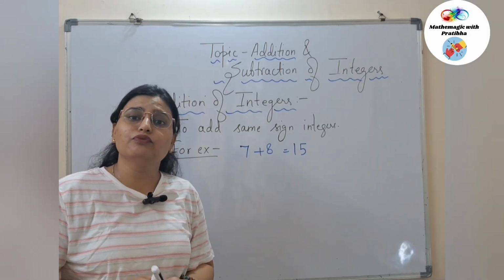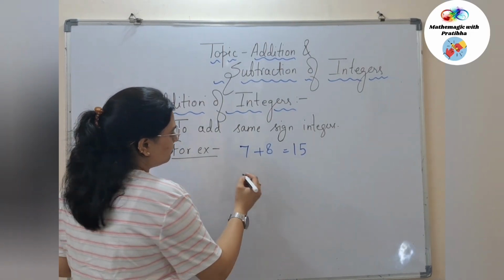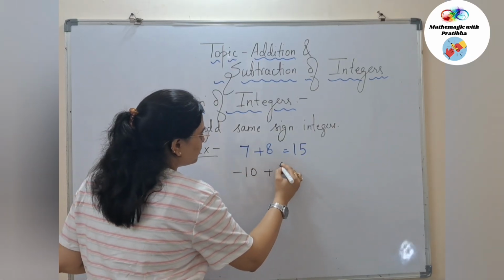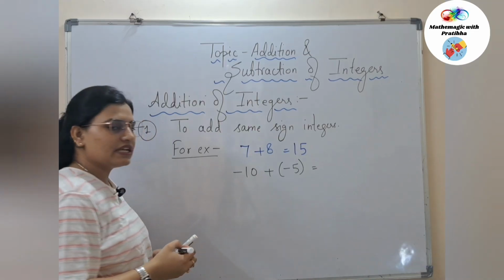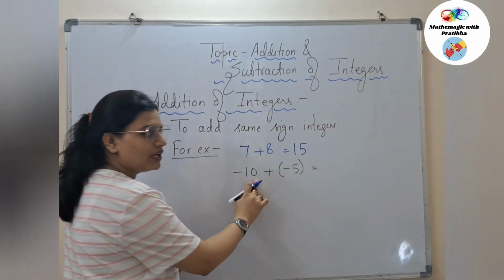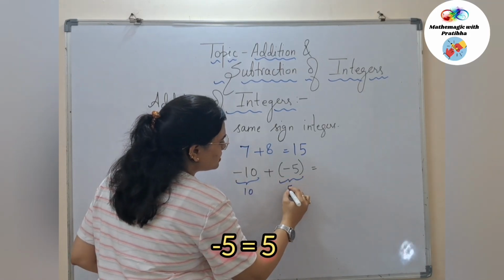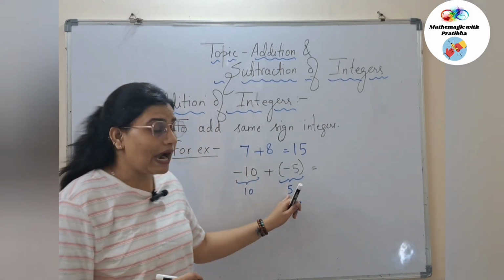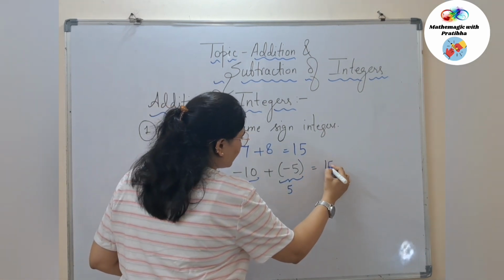Now, if we have to add two negative integers, what will we do? Let's take one more example. Here we have to add minus 10 and minus 5. Now, what is the absolute value of 10? 10's absolute value is 10 and 5's absolute value is 5. We will add their absolute values. So 10 plus 5 is 15.